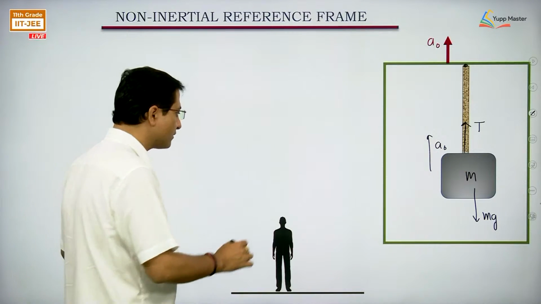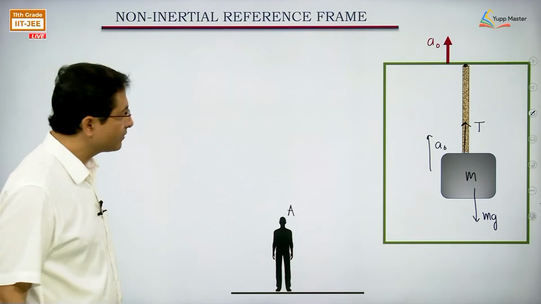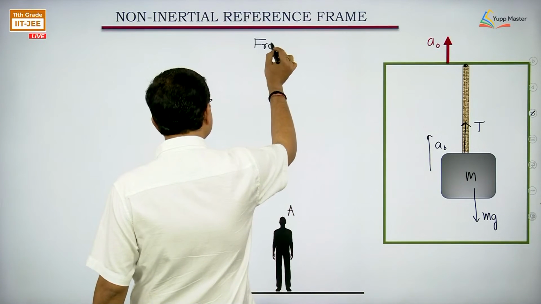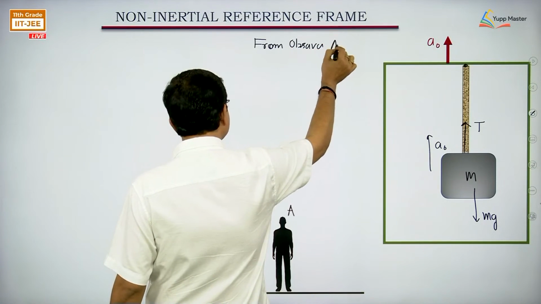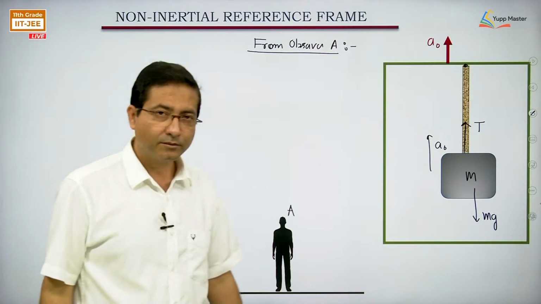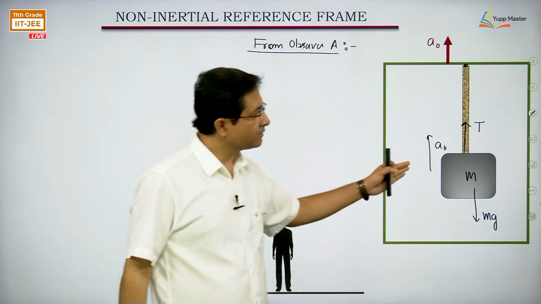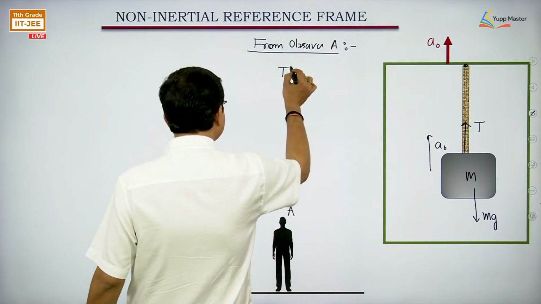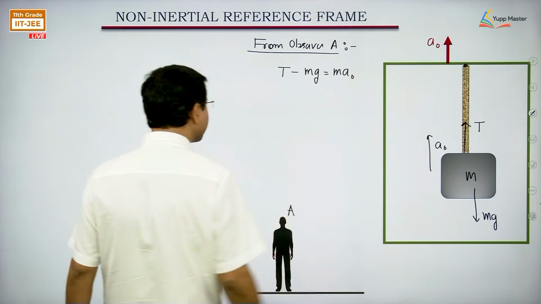If I call this observer as observer A, so from observer A, from this frame, what can we write? Simple question. He is observing acceleration and he observed two forces. So T minus mg is equal to mass into acceleration.